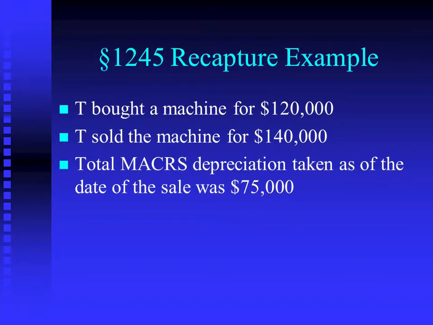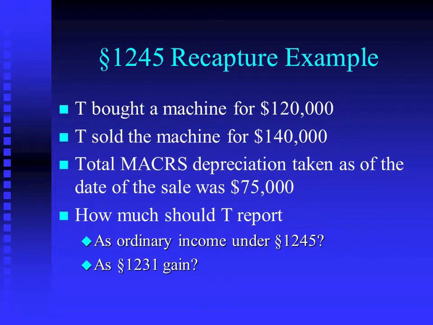So we've got a couple of steps here, right? You've got to calculate your adjusted basis and your amount realized to get your gain or loss realized. And then you have to recharacterize part of that gain as ordinary income up to the first $75,000 of gain. Any gain in excess of that is a 1231 gain. So our job here is to determine how much is ordinary income, recapture income, ordinary income, 1245 income, they're all the same. And is there any 1231 gain?